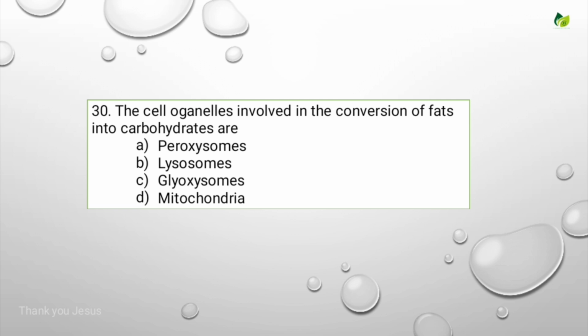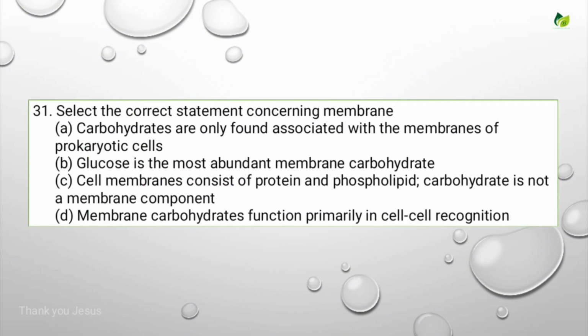The cell organelle involved in conversion of fats into carbohydrates is: peroxisomes, lysosomes, glyoxysomes, mitochondria. For this the correct answer is glyoxysomes. They are involved in the conversion of fats into carbohydrates. Let's see the next question.